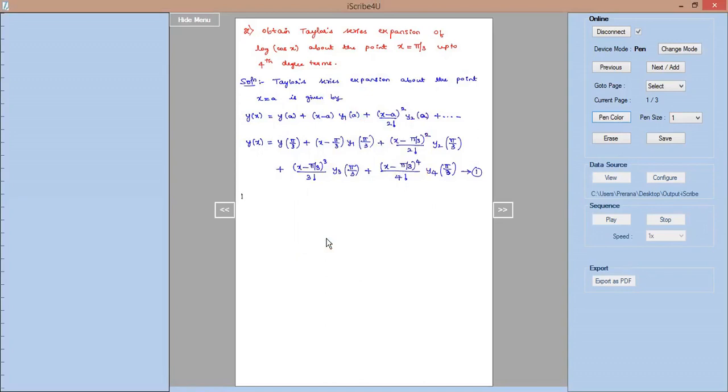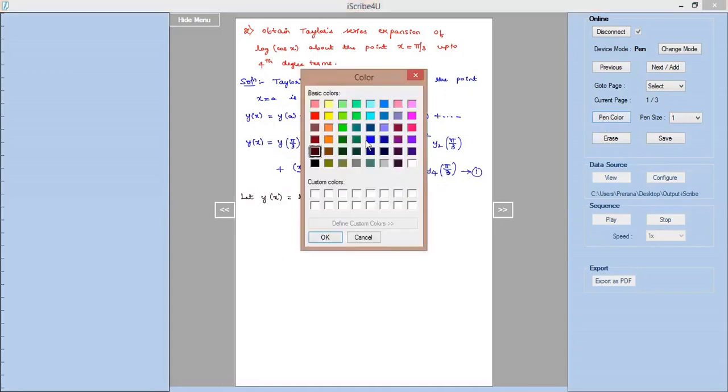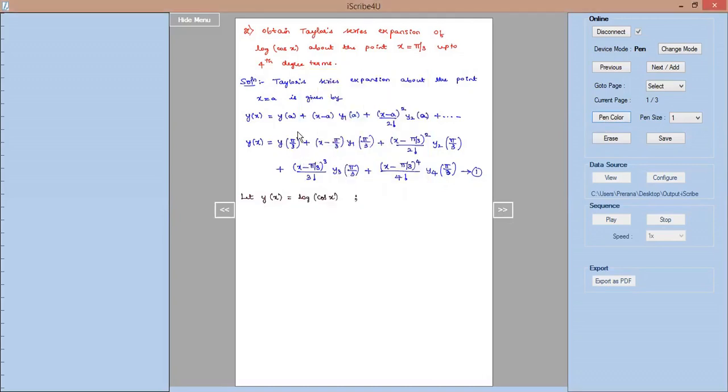So let us assume y of x first. So y of x is equal to log of cos x, and we have to find out first y of pi by 3. That is the very first requirement for us, no? The very first term is y of pi by 3 for us. So y of pi by 3 gives us log of cos pi by 3, cos 60 degree. Pi by 3 is nothing but 60 degree. So cos 60 degree is 1 by 2. So we will have log 1 by 2.